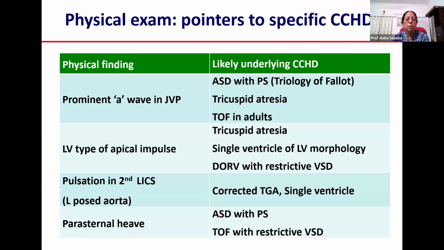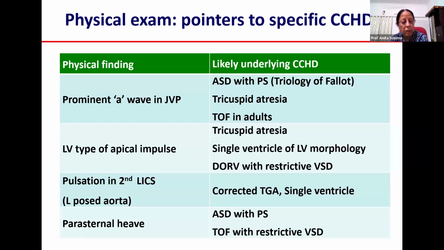For those patients who are presenting a little later in life and have cyanotic congenital heart disease, how do you decide which one we are dealing with? So some of these points we discussed. For example, if there's a prominent A wave in JVP, even tetralogy patients in adulthood can show you a prominent A wave because of RV being very stiff in them. LV apex, we already discussed: tricuspid atresia, univentricular, single ventricle, and DORV with restrictive VSD. Second space pulsations: corrected transposition, single ventricle because of L-posed aorta. Of course, Eisenmenger can also give you pulsations in the second space.